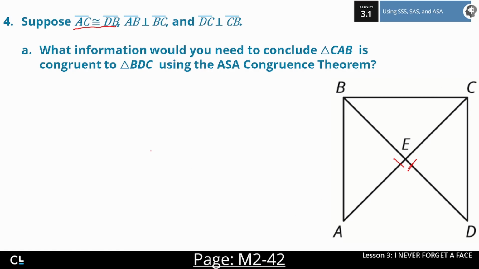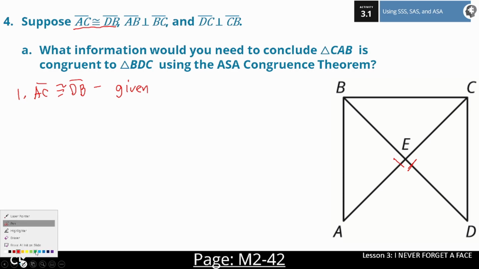We have those sides congruent. Let me write that as a statement. So statement 1 says AC is congruent to DB. Why? Given. Always got to know that why. Let me switch colors and let's look at our next piece of information.